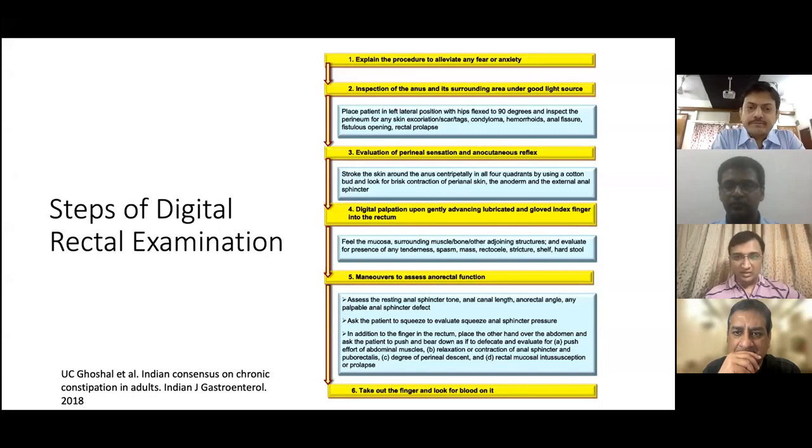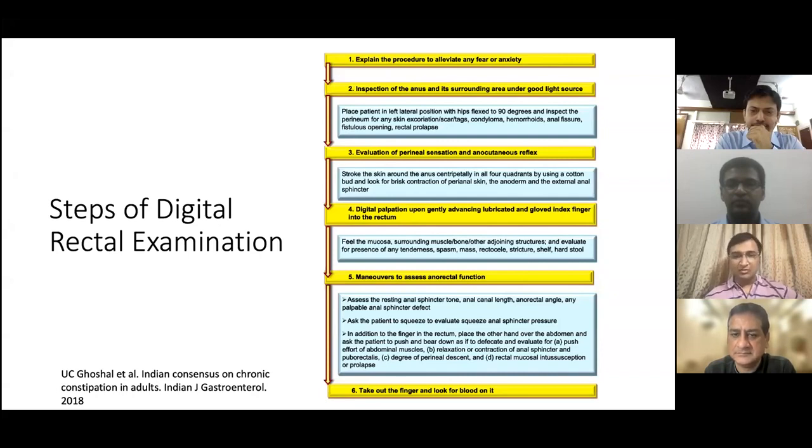Subsequently, we do digital palpation with a lubricated gloved finger into the rectum. We feel the mucosa, the surrounding muscle, bone, and adjoining structures. We evaluate for any tenderness, spasm, mass, rectocele, stricture, and look for hard stool. Lastly, we do some maneuvers to assess the anorectal function. We assess the resting anal sphincter tone, the anal canal length, the anorectal angle, and any defect in the anal sphincter. We ask the patient to squeeze and evaluate the squeeze pressure.